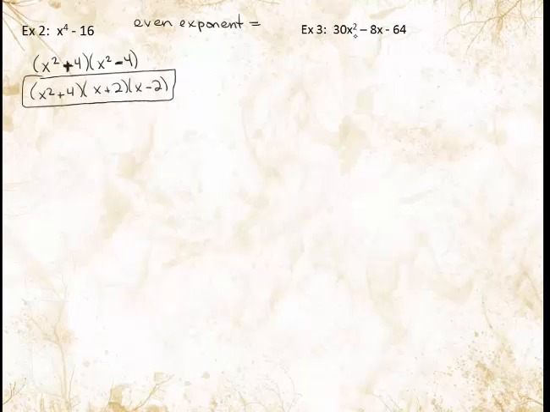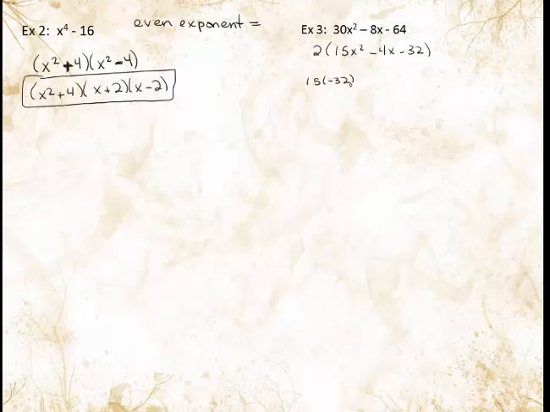Okay, 30x squared minus 8x minus 64. All of these things will divide by 2. And I have 15x squared minus 4x minus 32. With 15x squared and a negative 32, I can either use a factor sum table, or I can use the big giant X to switch it to grouping. I'm going to use the big giant X to switch it to grouping.